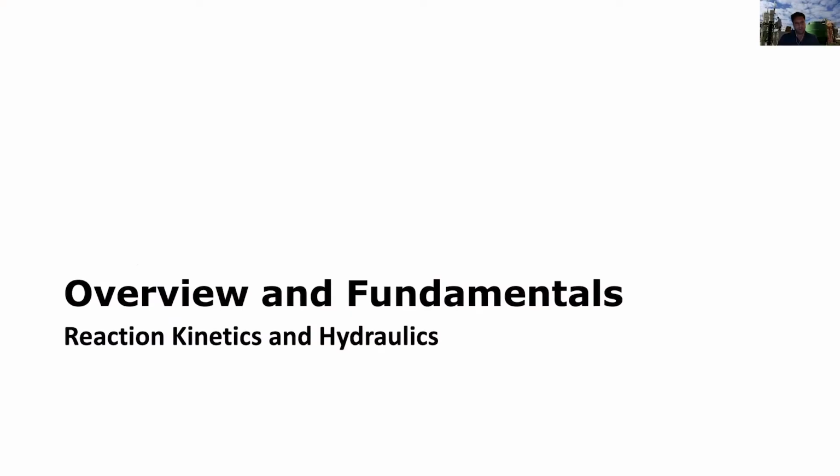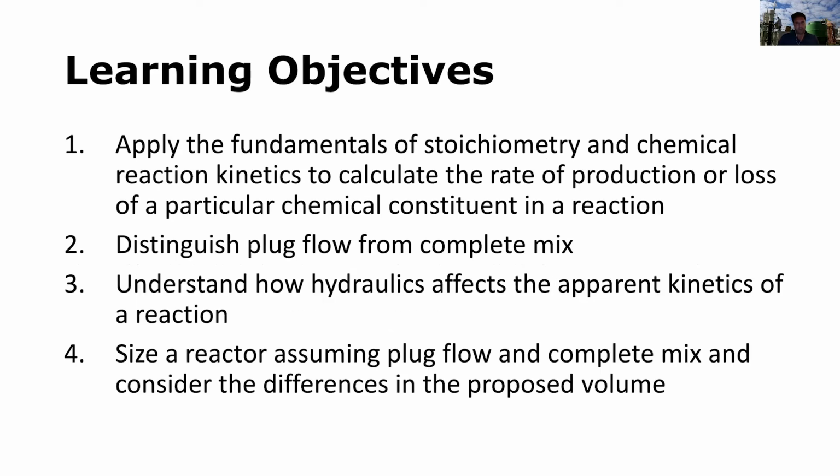Overview and fundamentals, reaction kinetics and hydraulics. The learning objectives for this part of the lecture are to apply the fundamentals of stoichiometry and chemical reaction kinetics to calculate the rate of production or the rate of loss for a particular chemical constituent in a reaction. The second objective is to distinguish plug flow from complete mix. We also want to understand how hydraulics affects the apparent kinetics of a reaction in a system. And finally, to size a reactor, assuming plug flow and assuming complete mix, and then consider the differences in the proposed volume required.